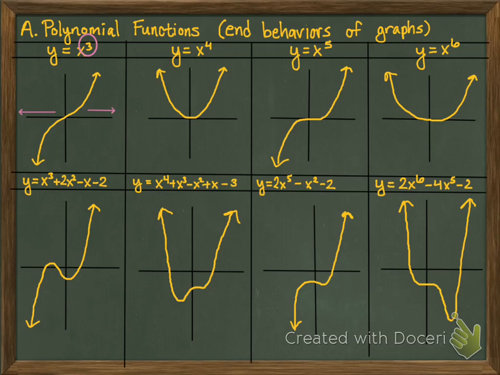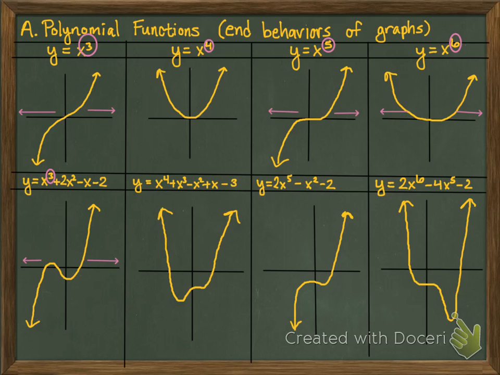Y equals x cubed, when cube is your highest power. As we go to the left, the graph goes downward. As we go to the right, the graph goes up. What we're going to take a look at is how it goes from left to right on all of these. Now let's go to the bottom row.